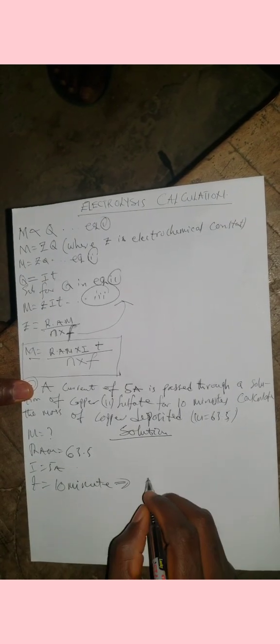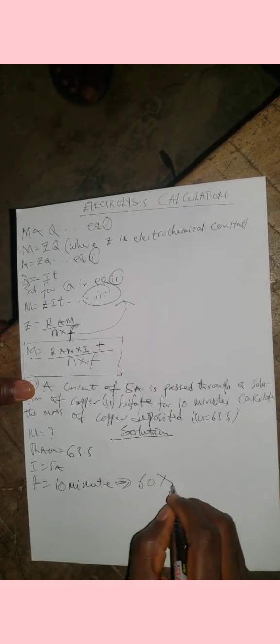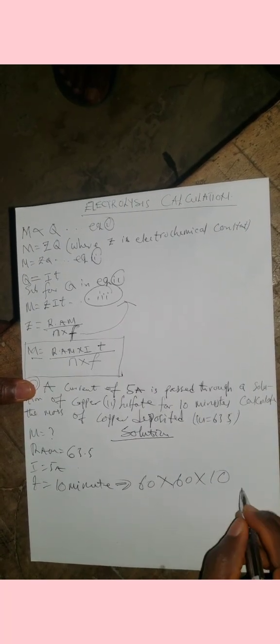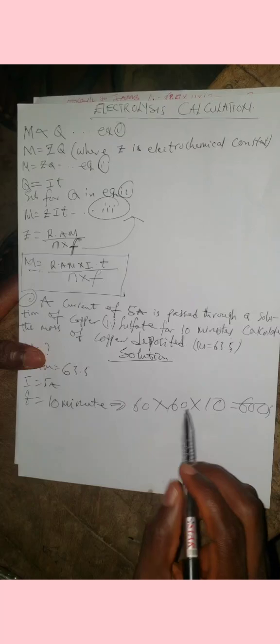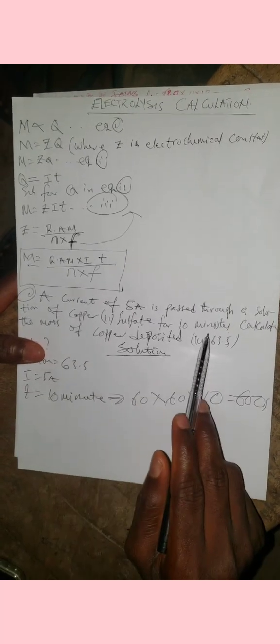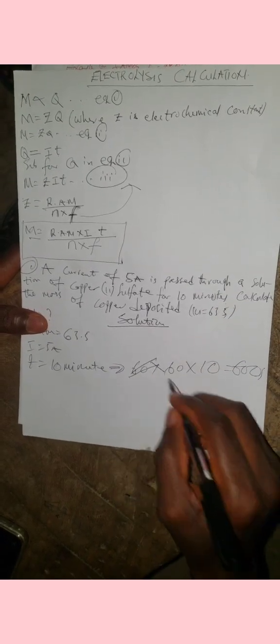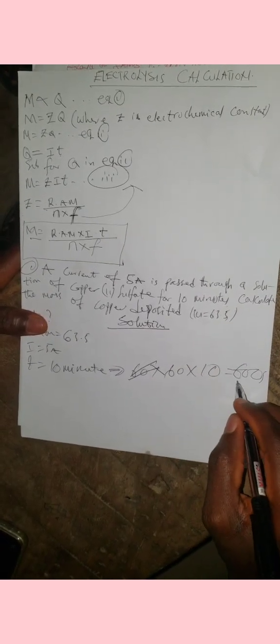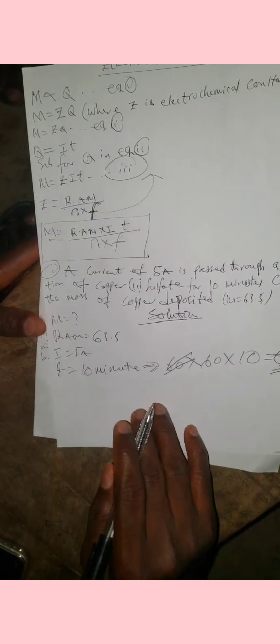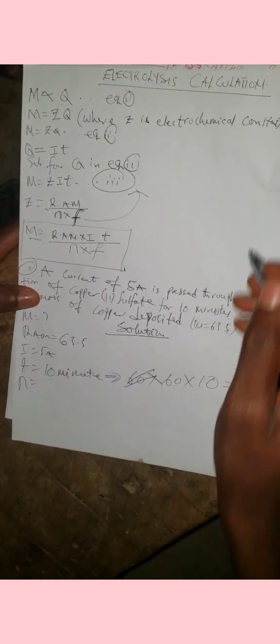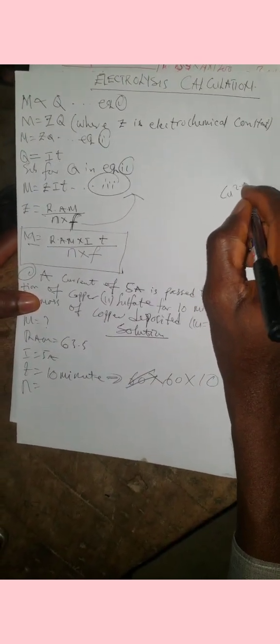If you want to do that, just say 60 times 10, and this will give you 600. Assume that our time is given in hours, then you need 60 times 60 times the hours we are given. But this one is in minutes, so that will be 60 times 10, and that will give you 600 seconds. Now, what you have to do is find the number of charges N. If you look at the electrochemical series in the video that I've already explained, you will see that copper has 2 plus.